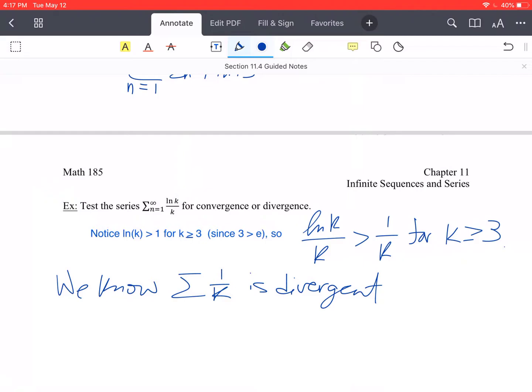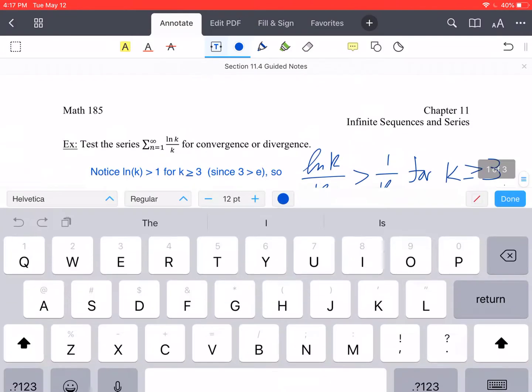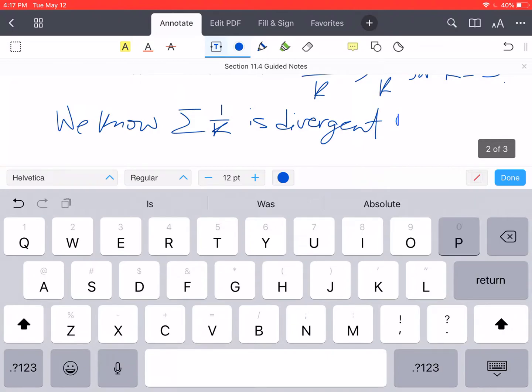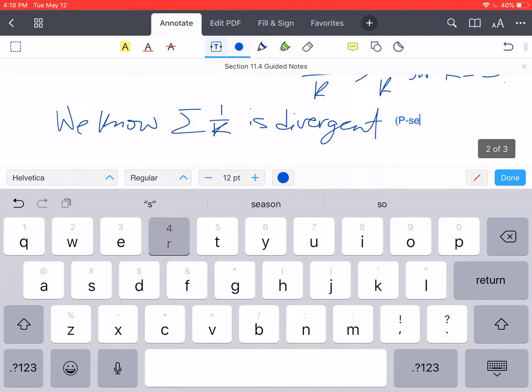So we know that 1 over k is divergent because it is a p-series, and it has a p-value that is 1. So this is a p-series with p equals 1.